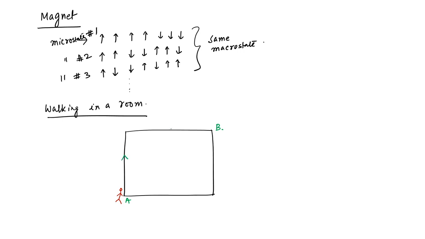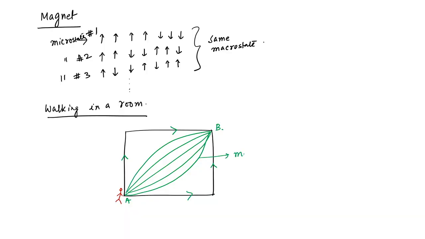You can go from this side to this, and then this to this. You can go like this, you can go like this, and you can go like this, in a large number of ways. So the number of ways that you can walk in order to reach from point A to point B denote the microstates. So these are the microstates of the system, and the macrostate is A to B.